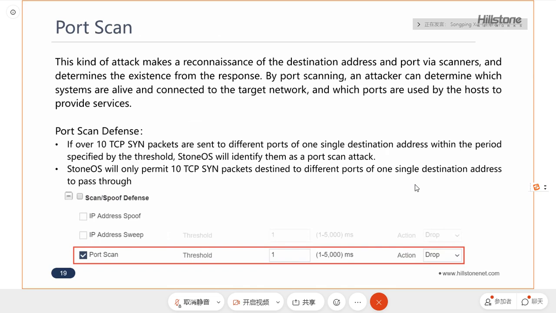And for other attacks such as port scan, we can enable the port scan defense. If over 10 TCP SYN packets are sent to different ports of one single destination address within the time period, the threshold we set, the Stoneshield will identify them as a port scan, and then we will drop the following packets. We only allow 10 TCP SYN packets to different ports of one single destination.